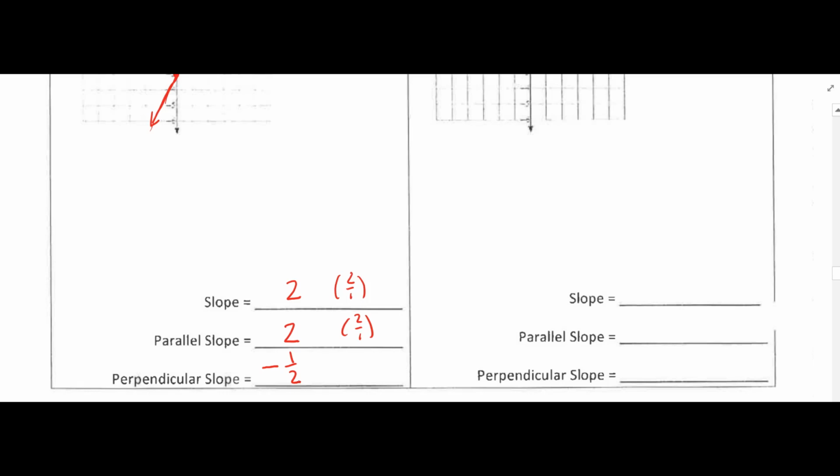Alright, so there's 3 examples of review on graphing lines. Go ahead and finish the rest of the examples in this part of the packet. And as always, if you have questions, make sure you get those answers, and we'll see you next time.